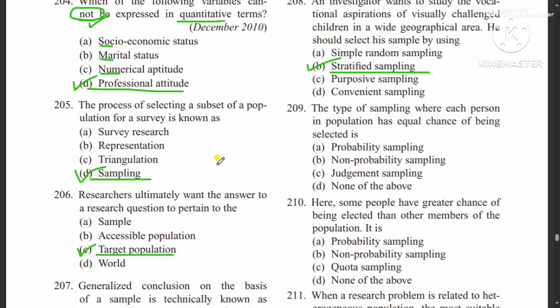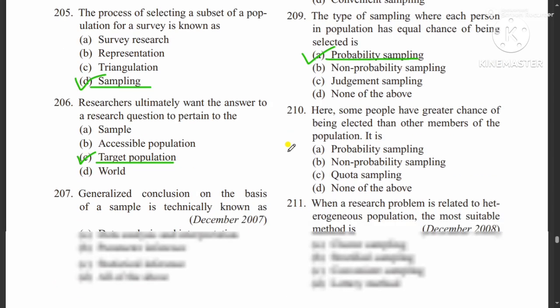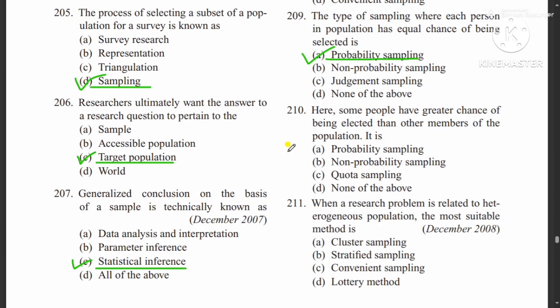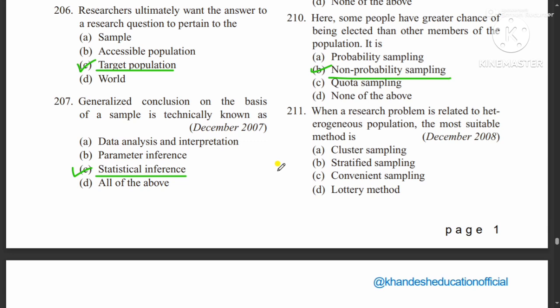Next, the type of sampling where each person in the population has an equal chance of being selected is. Option A is correct. Probability sampling. Here, some people have a greater chance of being selected than other members of the population. It is, so option B is correct. Non-probability sampling. Next, when a research problem is related to a heterogeneous population, the most suitable method is. Stratified sampling. B option.